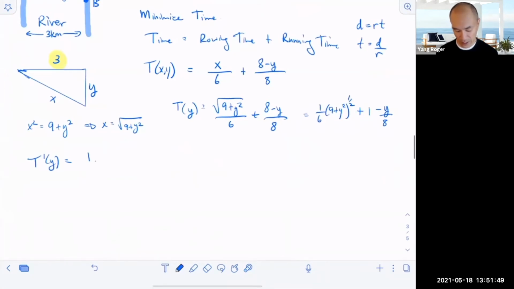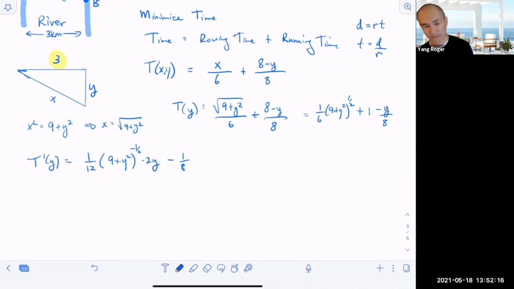Excellent. So we need a chain rule. That's 1 over 12. You're going to have a 9 plus y squared to the negative 1/2 times the derivative of the inside. So that's times 2y. And then the derivative of 1 is just 0. And the derivative of negative y over 8 is just minus 1 over 8.